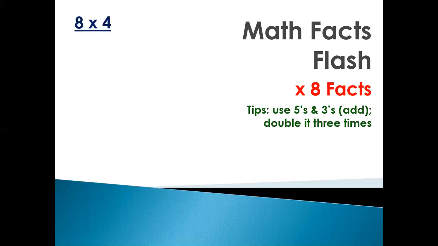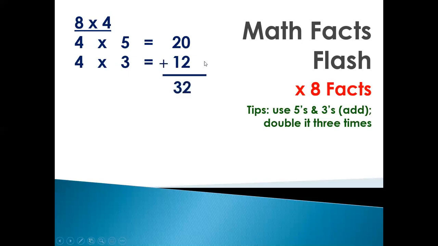For example, 8 times 4. We'll start with the 5s and 3s. I'm going to take my number that's not the 8, in this case 4, multiply it by 5, that's 20, multiply it by 3, that's 12, and then you add them together, and you get 32. So that's using your 5s and your 3s, because 5 plus 3 is 8, 5 4s plus 3 4s gives you 8 4s, okay?